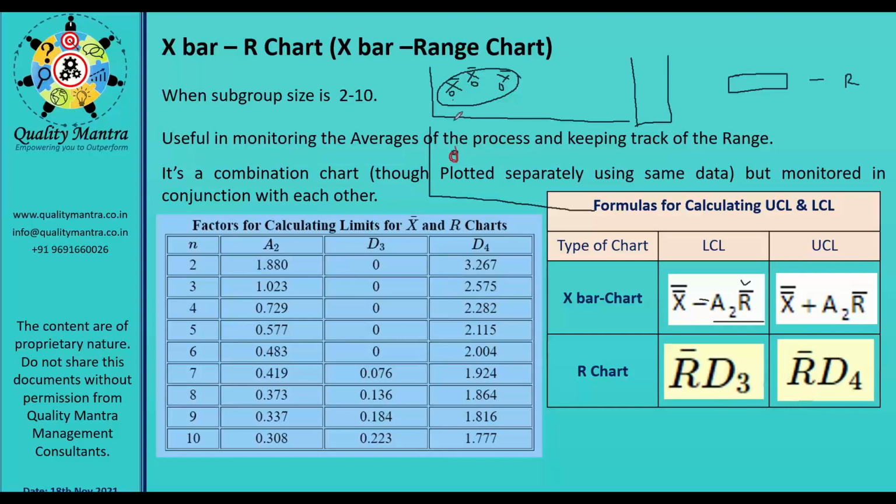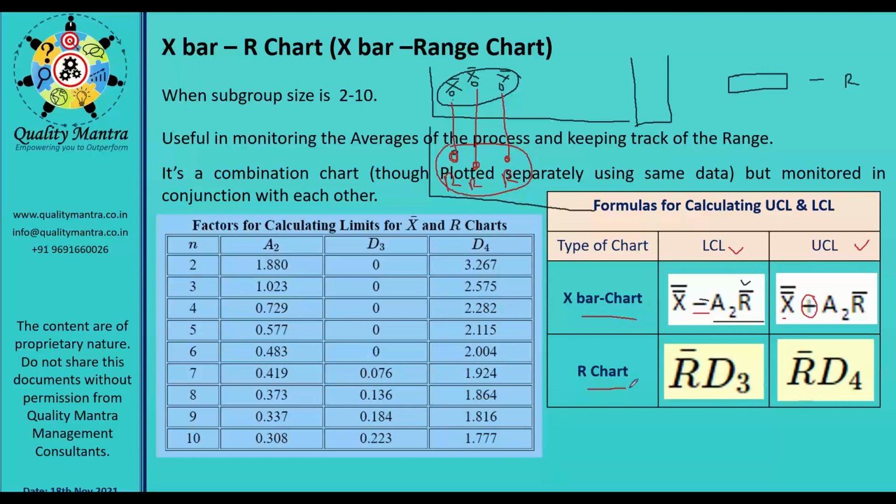You are going to plot it here. Then what is the range of this subgroup? You plot it here. Again, what is the range of this subgroup? You plot that. So this is the range data for each subgroup you are plotting on the range chart. Now for the calculation of LCL and UCL, you take the average of all these ranges. That is R bar. So X double bar minus A2 R bar and X double bar plus A2 R bar will give you the LCL and UCL for the X bar chart.